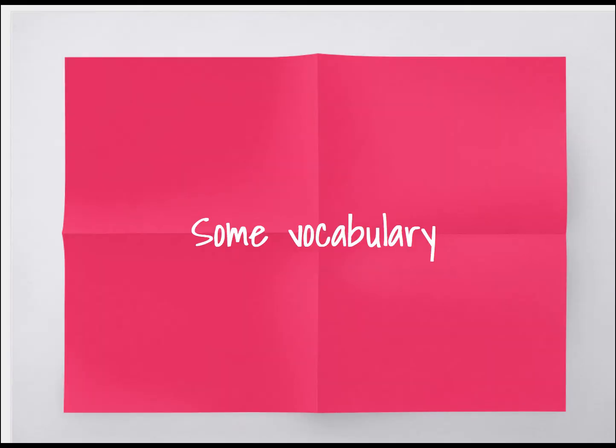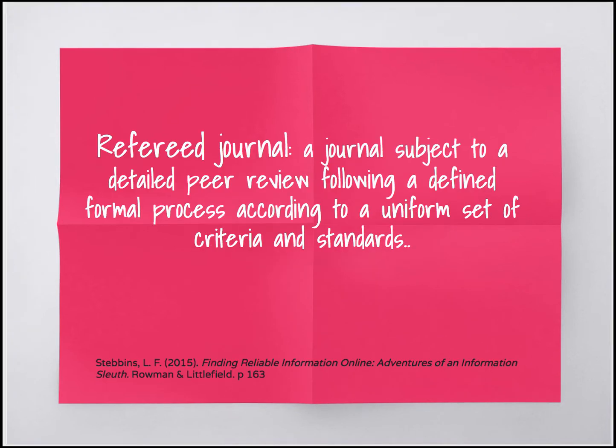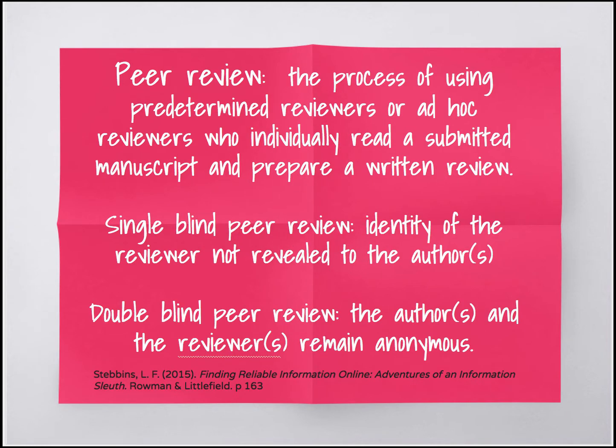Before we move further in our exploration of social scholarship, let's look at some vocabulary. A referee journal is a journal subject to a detailed peer review following a defined formal process according to a uniform set of criteria and standards. Peer review itself is the process of using predetermined reviewers or ad hoc reviewers who individually read a submitted manuscript and prepare a written review. A single blind peer review is one in which the identity of the reviewer is not revealed to the author or authors. A double-blind peer review is a review in which the authors and the reviewers both remain anonymous.